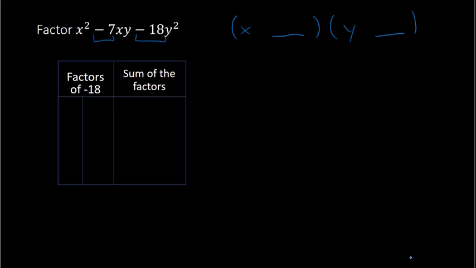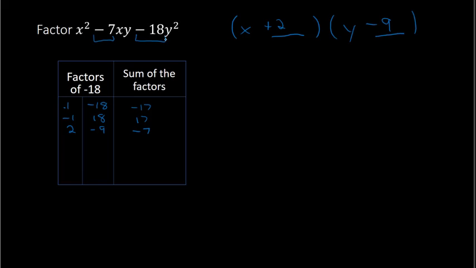To get negative 18, we could do a 1 and negative 18, and those would add to get negative 17. We could do negative 1 and positive 18, which would add to be positive 17. Could do positive 2 and negative 9, and those would add to get negative 7, and that's what we wanted, right? We wanted negative 7, so we'll stop there. So it's going to be a positive 2 and a negative 9. That would multiply to get negative 18, and those would add to get negative 7.